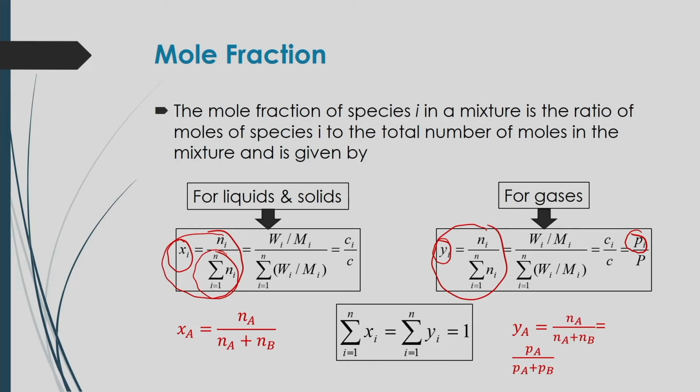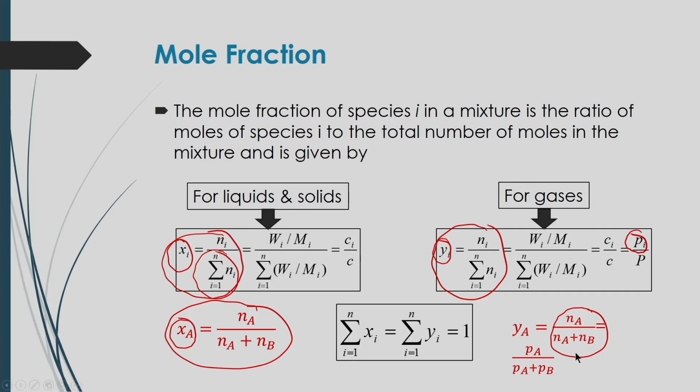If you are considering a binary mixture of component A and component B, similarly you can easily calculate the mole fraction of component A by this equation. Here it is simply the moles of A over the summation of moles of A and B. Similarly, yA you can calculate from the moles of gas A and the total moles of the gaseous mixture, that is Na plus Nb in the binary mixture.